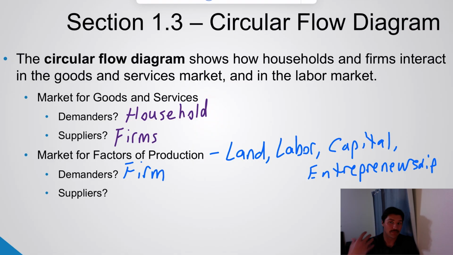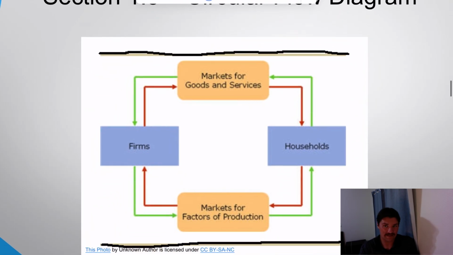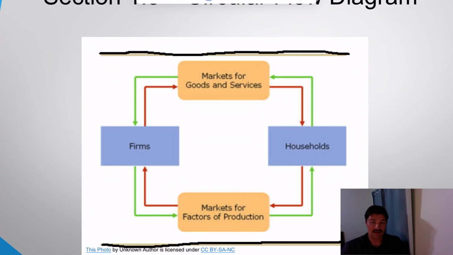And then who supplies the factors of production? Well, think about labor. Who is supplying labor? That's us as people working. So guess what? The suppliers in the market for factors of production is the household sector. Let me show you full scale what is happening here. So let's start with us and what we do.